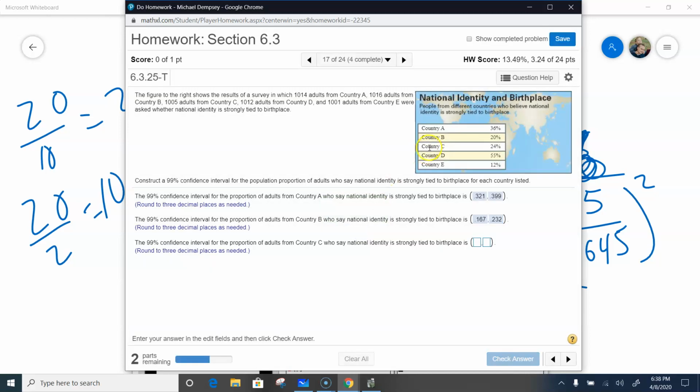Okay, and you just have to do it 3 more times. Country C, country B, country A, same thing, repeating.